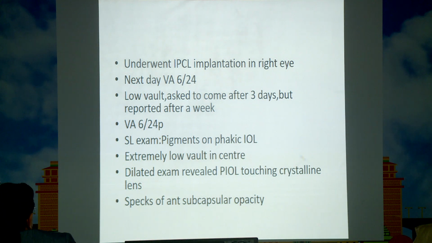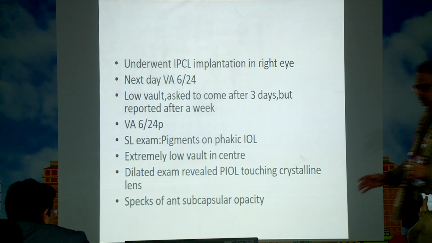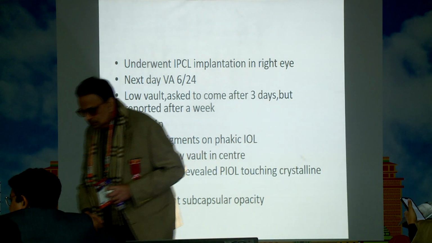and there was a slightly low vault, but I asked the patient to come after 3 days, but she reported after a week. And when she came, the vision was actually 6/24 partial, and there were pigments on the phakic IOL, and there was an extremely low vault in the center. And when I dilated the eye, I could see that the posterior or the convex part of the IPCL was touching the anterior capsule of the lens.